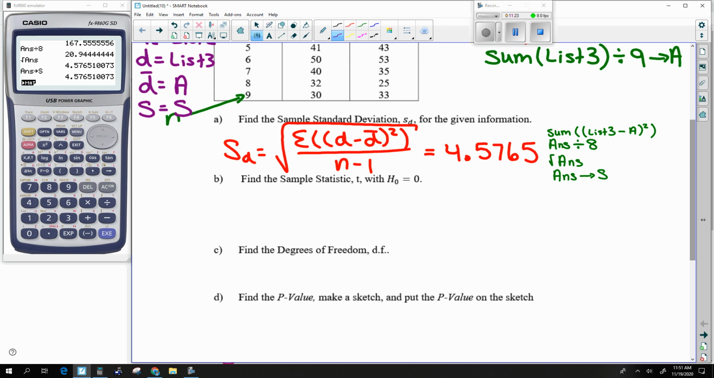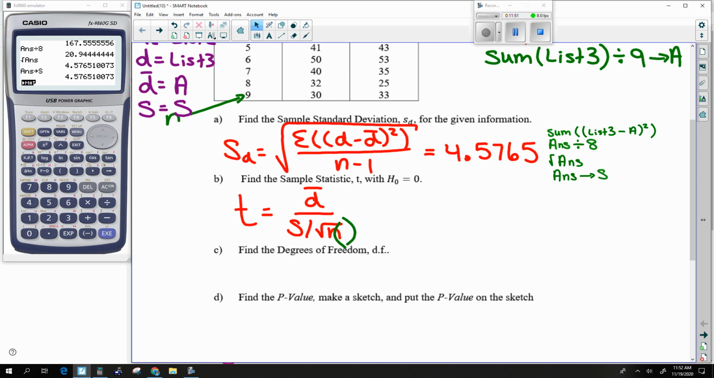All right, find the sample test statistic, T. So again, here's a new formula. This is going to be D bar divided by S divided by the root of N. Pretty straightforward. The only thing is, if you have a calculator which allows you to do fractions, this shouldn't be a problem. However, you may need to have parentheses around the denominator.